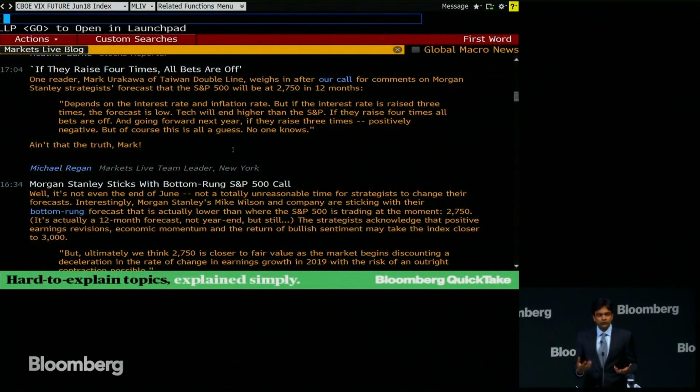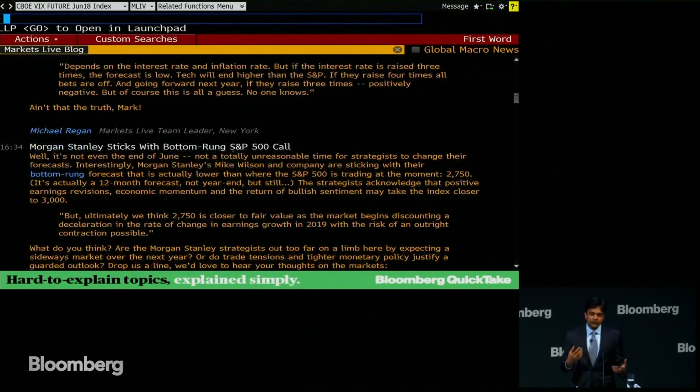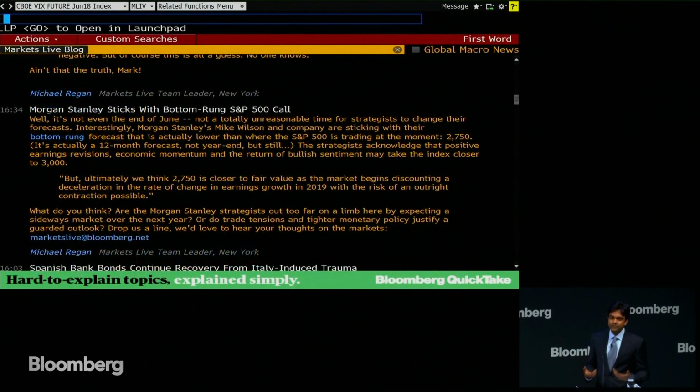So firstly, I just wanted to touch upon something called Market Live. Now, Market Live is part of Bloomberg's First Word news service. It is a real-time editorial insight offered in a blog-style, with bullet points, often accompanied by very powerful charts, which can offer pretty cool insights into what's happening globally across assets and across regions.